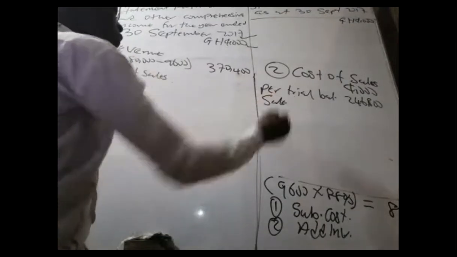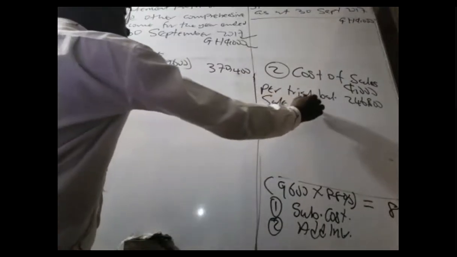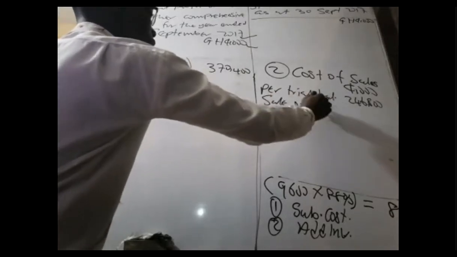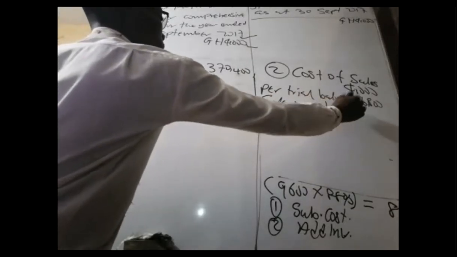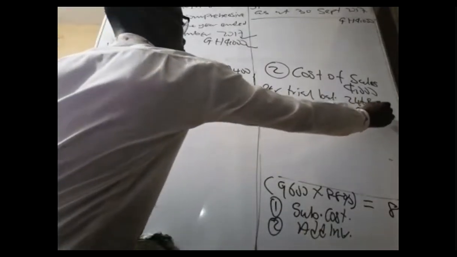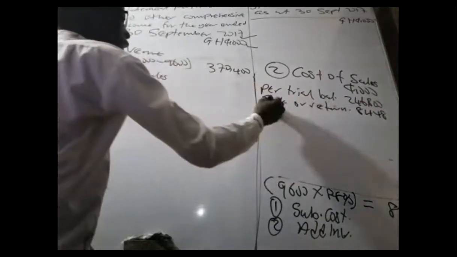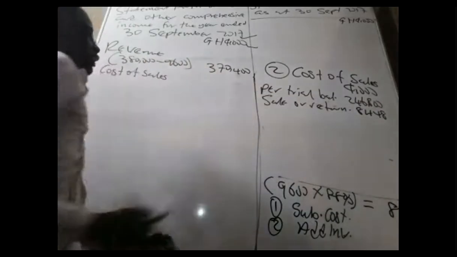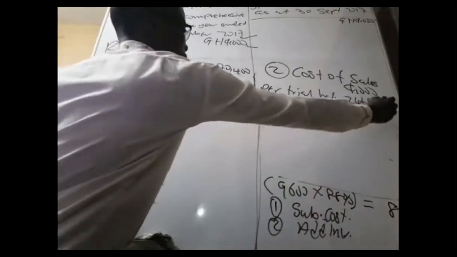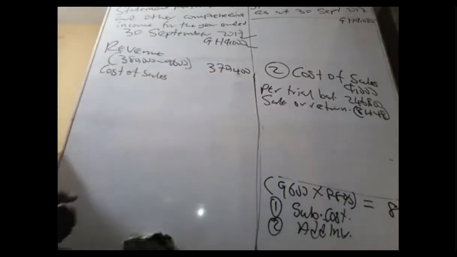Sale or return basis. That gives us 8448. Then, examiner, this is working number one. Where is that figure coming from? We said we should subtract it, so we are subtracting it. You get a reason for its subtraction.